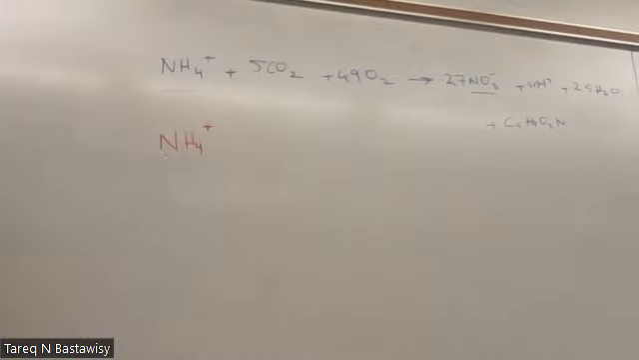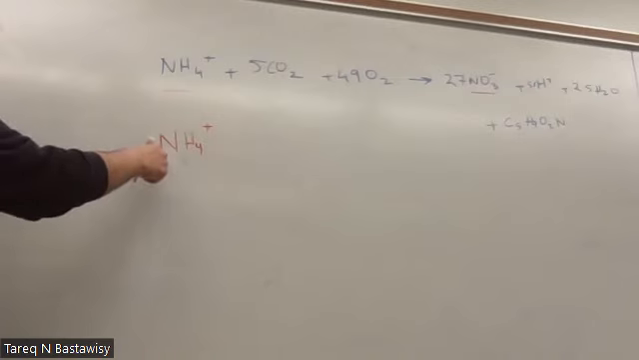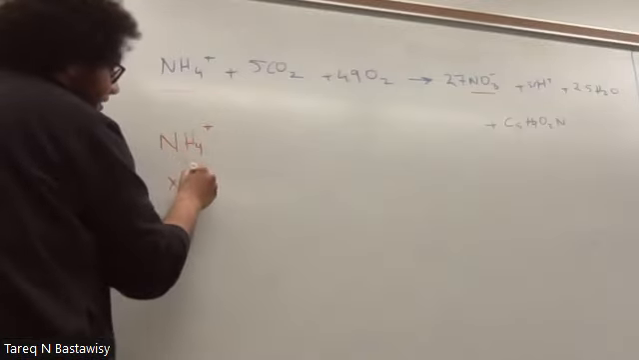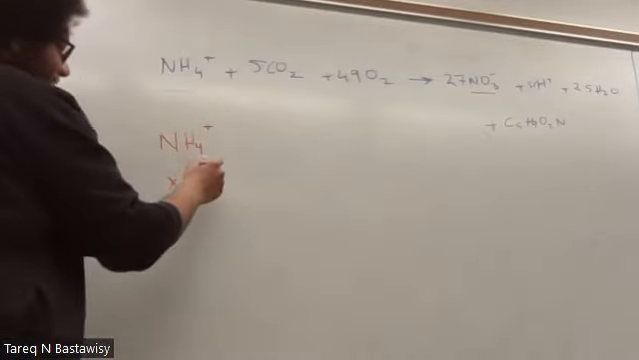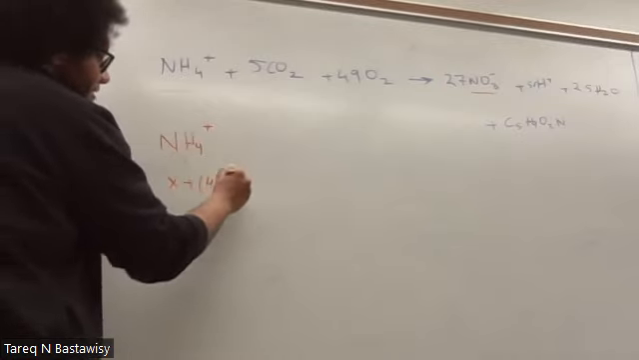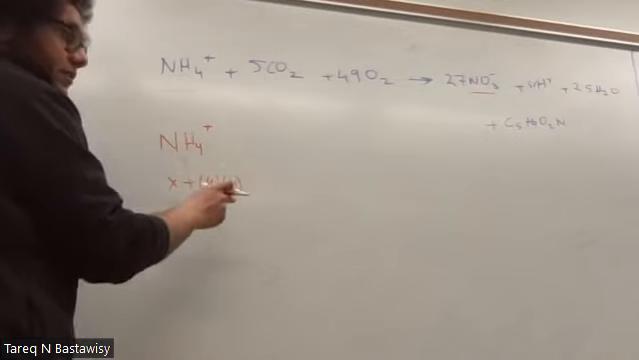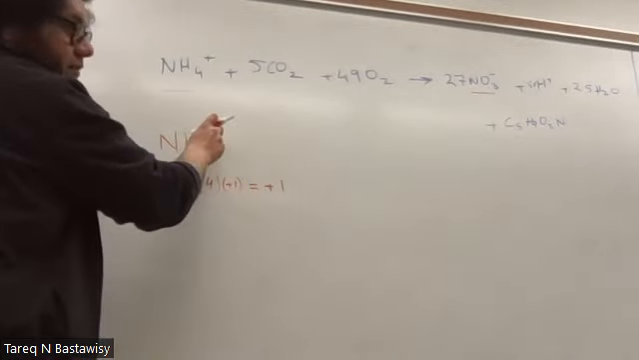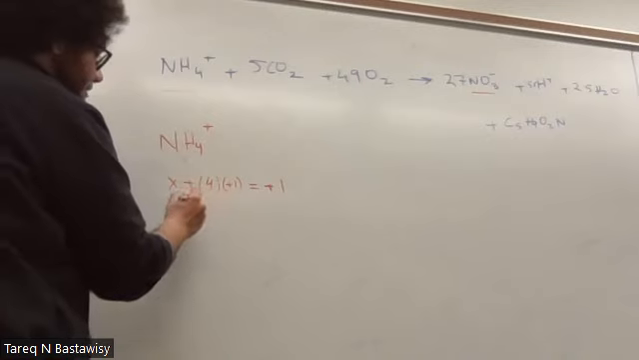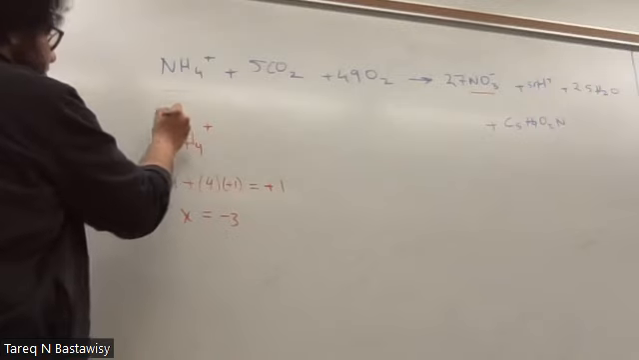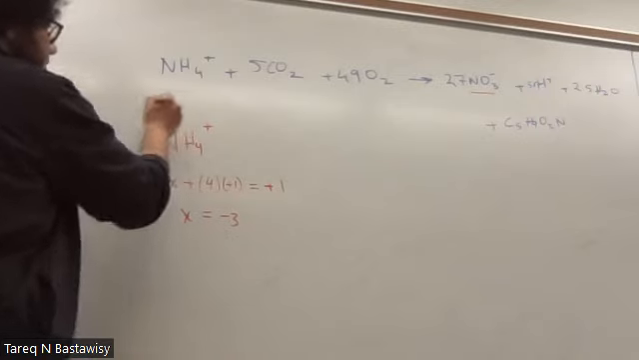What is the oxidation number here? -3. Let's do it mathematically, okay? You have 4 hydrogens, and each hydrogen is +1. It's not 0 anymore because there's a charge to this ammonium, so the total is +1. Solving for x, it becomes -3. So the oxidation number of nitrogen here is -3.